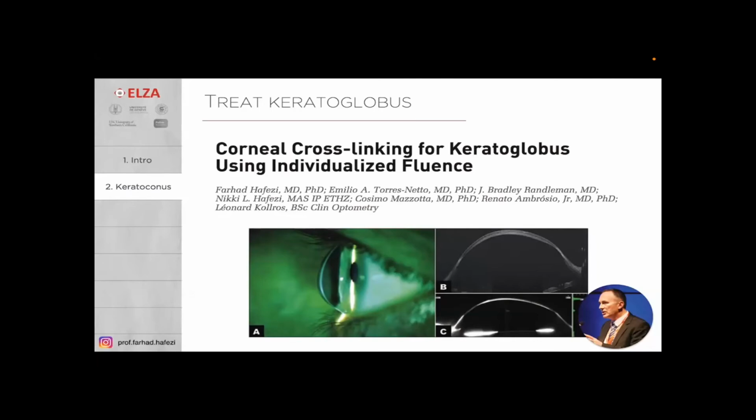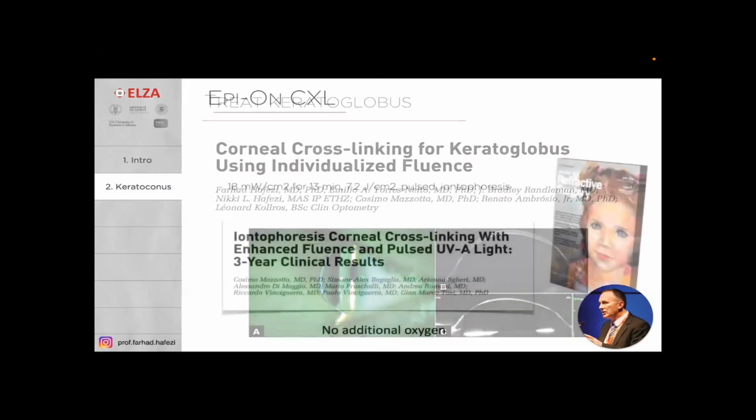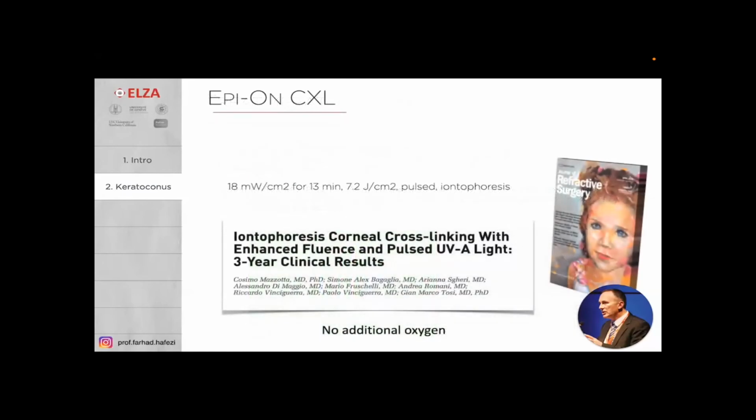Yet another element, and a very, very important element for cross-linking at the slit lamp, is epi-on. Cosimo Mazzotta published this very nice paper using pulsed UV light, high fluence, and gentle acceleration, and he could do a very effective epi-on without additional oxygen. You don't need goggles, you don't need any oxygen boost, because the combination of these factors allows for enough oxygen in the cornea at all times.